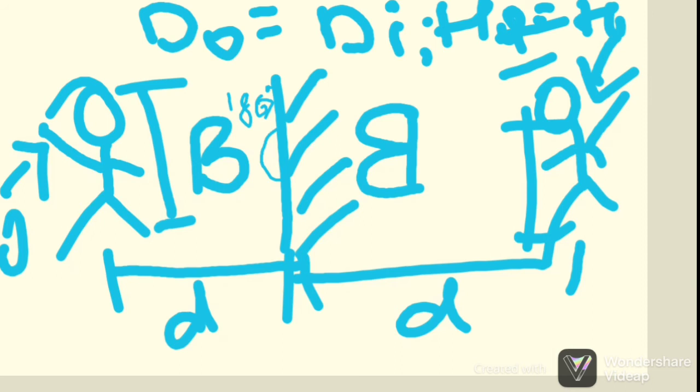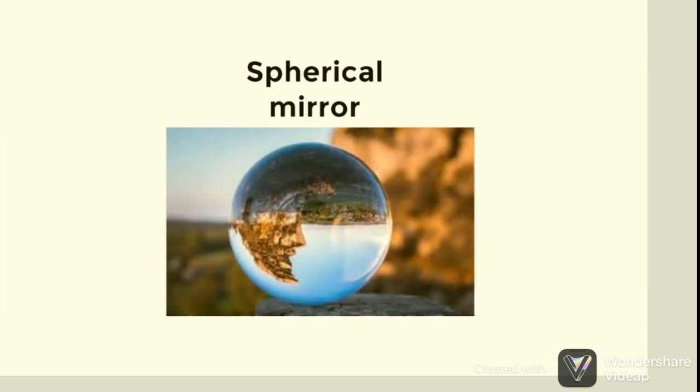Let's go to the spherical mirrors part. In spherical mirrors, I will just be explaining how a spherical mirror looks, and how concave or convex looks. Let me tell you a story before that. We have a curious mirror maker, and he would like to make different types of mirrors.